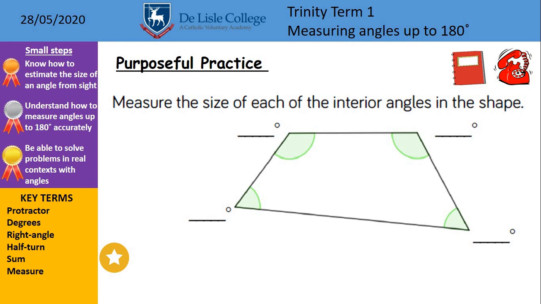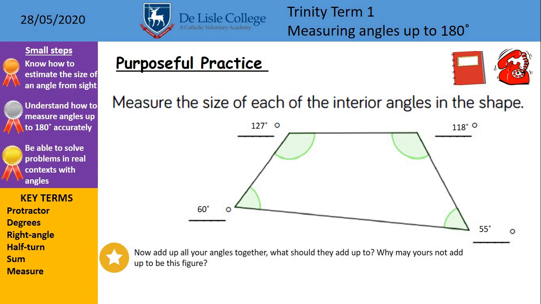Okay, so here are my angles that I measured earlier on: 60, 127, 118, and 55 degrees. So if you add up all your angles together, what should they add up to? Okay, as we've got a 4-sided shape, a quadrilateral, the interior angles should add up to 360 degrees. And in which case mine does.